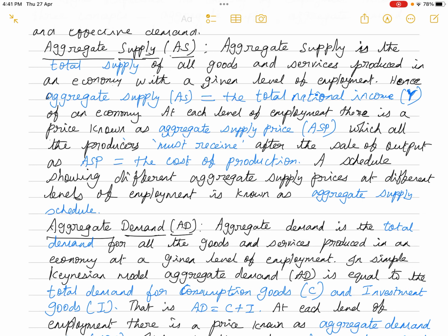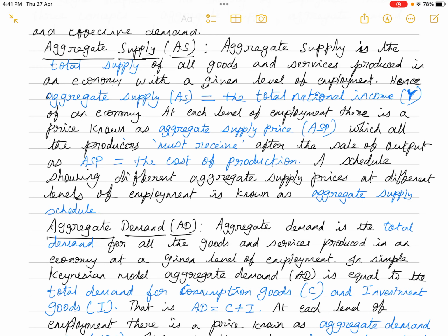When I am employing 10 laborers, I am able to produce 100 units of commodity X. When I am employing 15 laborers, I am able to produce 125 units of commodity X. When I am employing 20 laborers, I am able to produce 200 units of commodity X, isn't it? So that means the total supply of any goods and services, or all the goods and services in the country, depends upon the level of employment in that particular country.